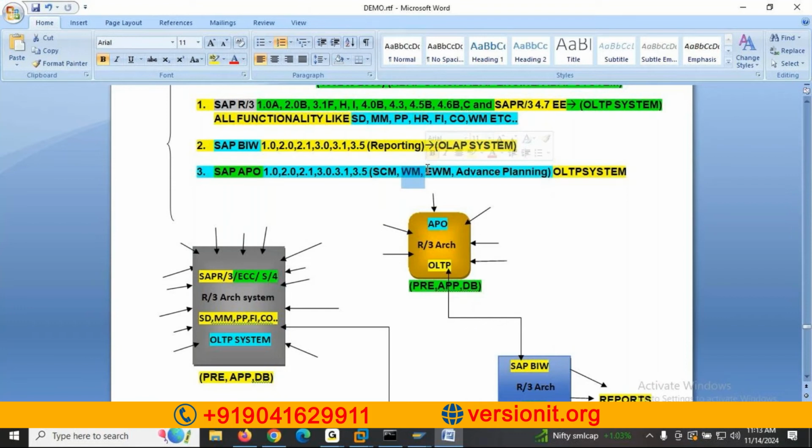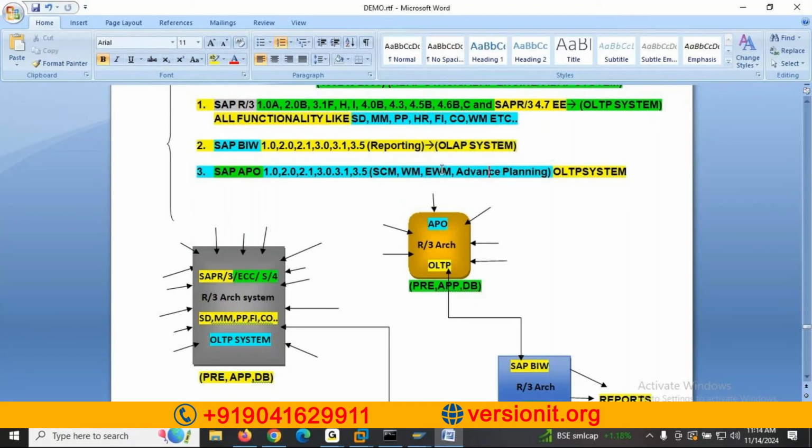warehouse management, extended warehouse management, and advanced planning.